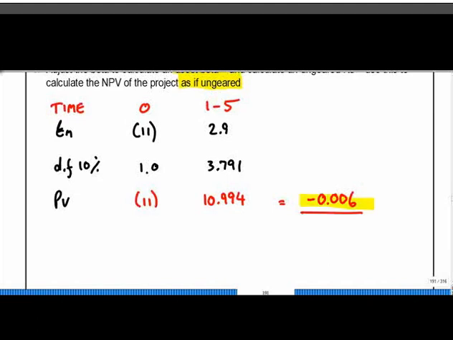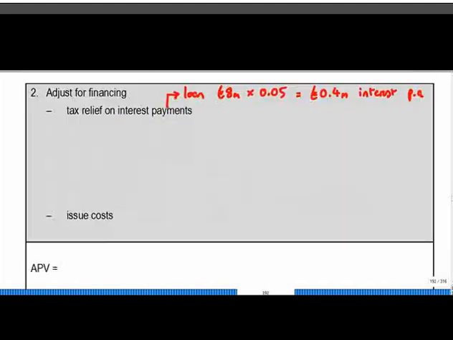The only effect of using the loan of 8 million, on which we pay interest of 5%, is that because we can deduct our interest payments from our taxable profit, we get tax relief. And we're going to save tax in this question at 30%. So that's going to be a tax saving of 0.12 million per year for 5 years. And we can discount this.